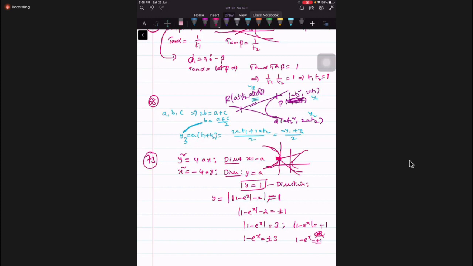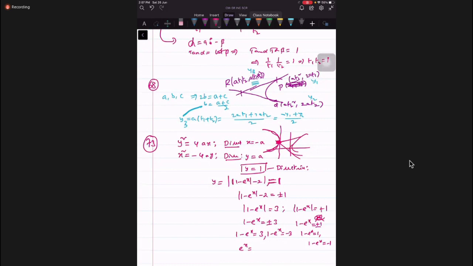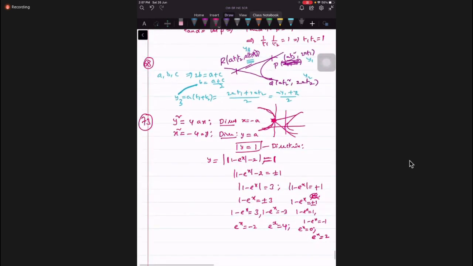Now, students, all of you following? 1 minus e power x equals 3, 1 minus e power x equals minus 3, 1 minus e power x is 1, and x is minus 1. Now e power x is minus 2, next e power x is 4, e power x is 0, e power x is 2. Got it? And you know very well, students, the e power x graph is like this.